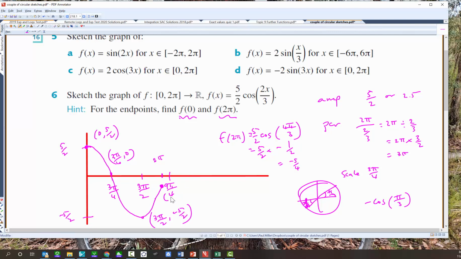So that's going to be when x is 2 pi, y is negative 5 on 4. Okay, and that's our endpoint of the function there. And that is the full sketch over the required domain.